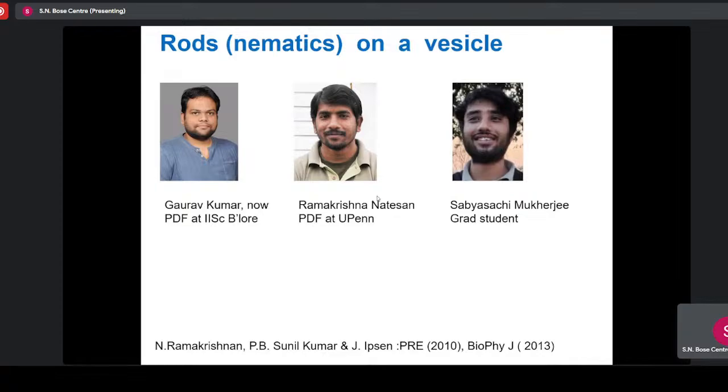So before I forget, these are the students who have worked on this project. He's a postdoc now at ISC. Sopusaji is still with us, and Ramakrishna is the person who actually provided us a very basic code for this simulation. He comes from Sunil Kumar's group in IIT Madras.